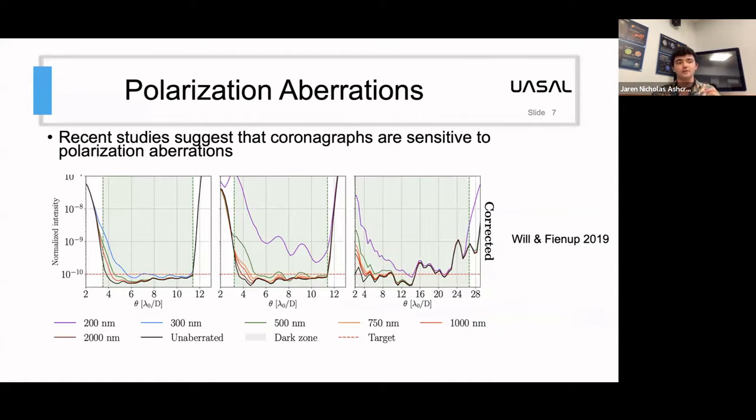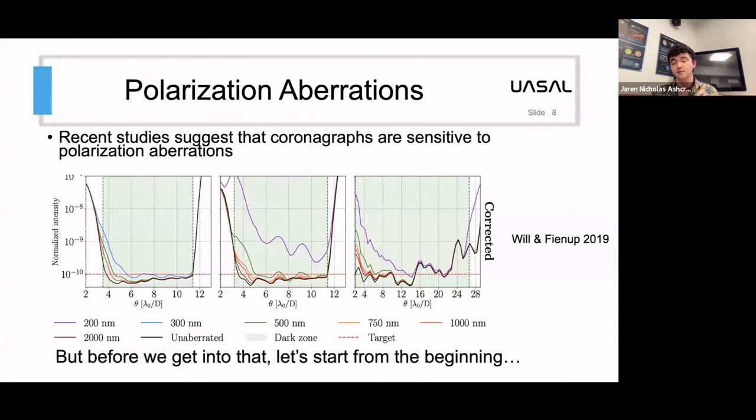Polarization aberrations are something that we're beginning to consider, mostly because it's a very small source of aberration. It hasn't really been a big limiter to previous missions, but in order to detect these Earth-like analogs, it's something we need to consider. So that's what the subject of this talk is going to be about.